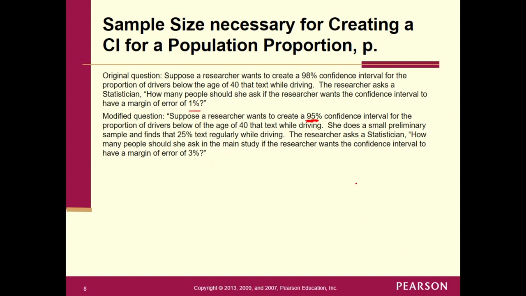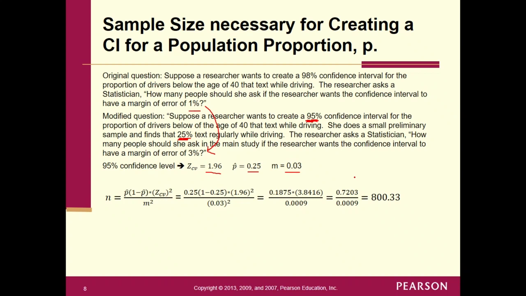I don't know if that's the case, but what did we just do? We did a small preliminary sample, and now we have an estimate for p hat, 25%, or 0.25, because we have to change it from a percentage to a decimal in the formula. And we changed the margin of error to 3%. So we don't have so much precision here, but it's good enough for what we're trying to do. So confidence level at 95%, we use 1.96. P hat is 0.25, and a margin of error of 0.03.